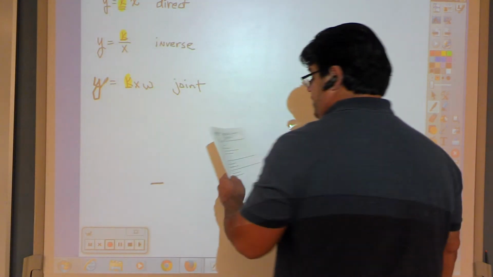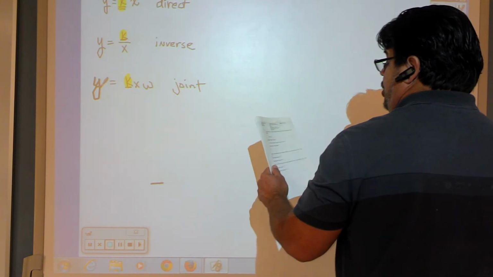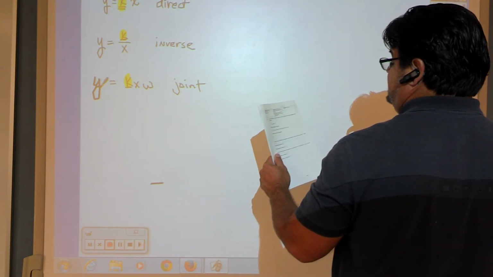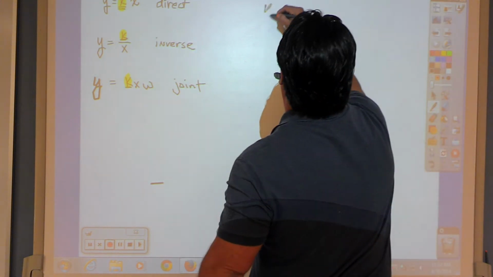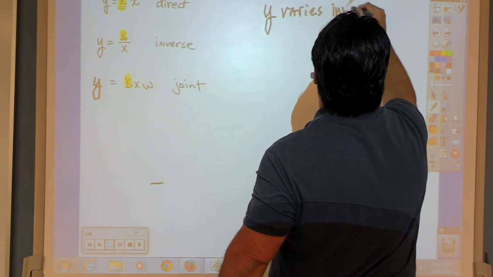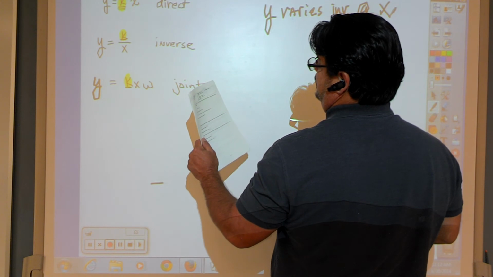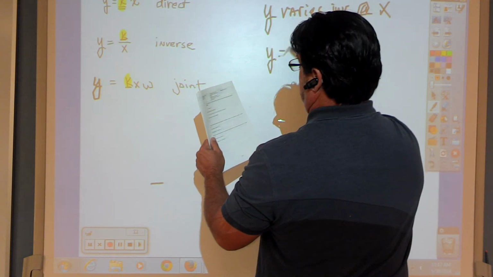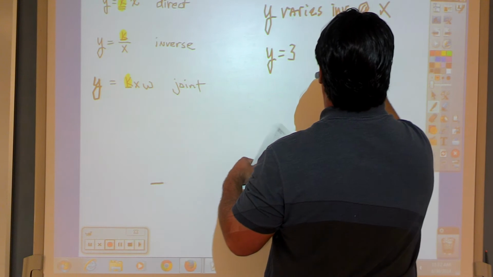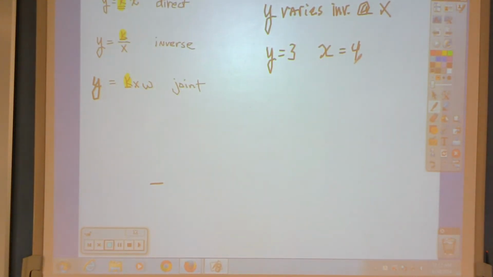Alright, this one is, find the variation constant in an equation of variation where Y varies inversely as X. Y is equal to 3, and X is equal to 4. Alright, so go ahead and do that. Find the equation with the constant.